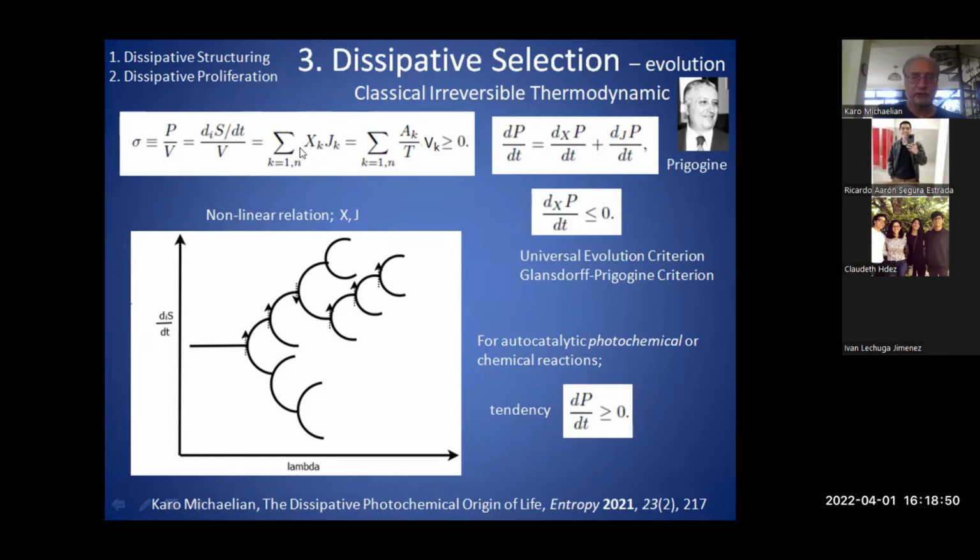And Prigogine has showed that can be written as a sum of forces times flows. So for example, in the case of the flow of heat, which is an irreversible process, we know that heat flows from hot to cold, and it doesn't flow from cold to hot. It only goes in one direction, so it's an irreversible process.